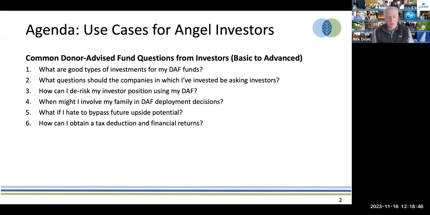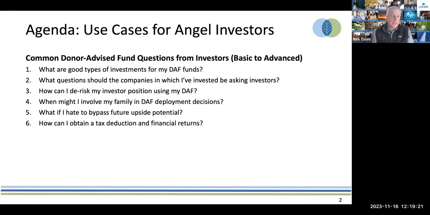We have talks with parties about how to use these kinds of structures to de-risk their investment positions. One of the things that we're very big proponents of is family involvement in DAFs, and so we'll talk about that. We hear about that quite a bit. And these last two definitely fall more into the advanced category, but in using donor advised funds, we hear people sometimes say, "Hey, look, I love the idea, but I hate to bypass some of that future upside if I'm investing into my DAF. Is there a way to manage that?"